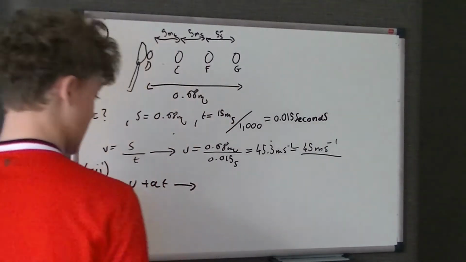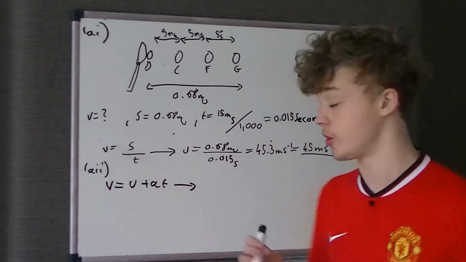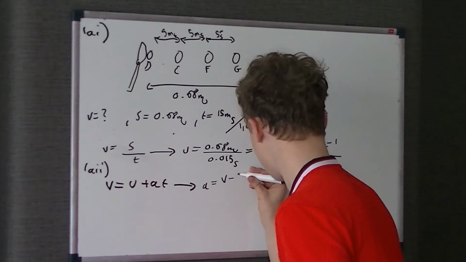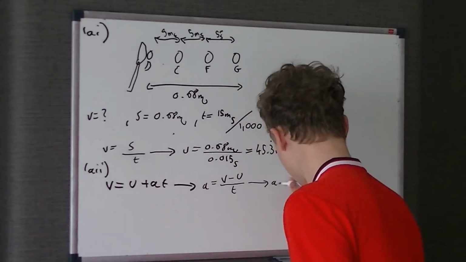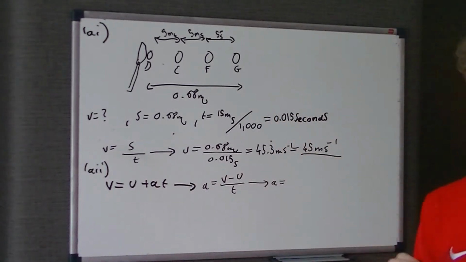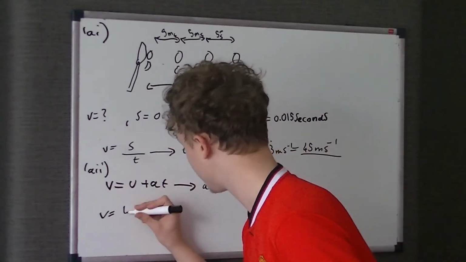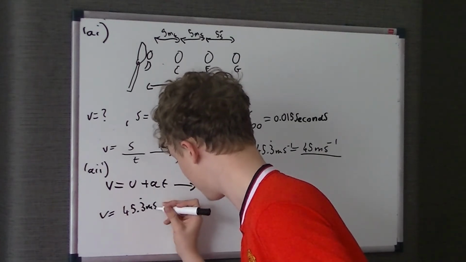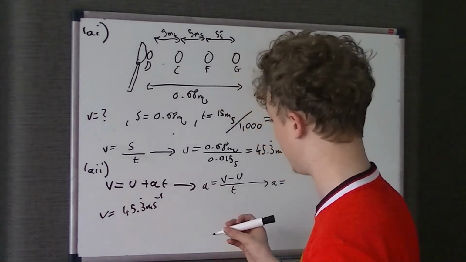We rearrange that to get our acceleration formula, which we should know, which is A equals V take U over T. And A is equal, well, that's the end velocity. You do need to note down your values, so I'll put this down here. V equals 45.3 recurring meters per second as we rounded it down, but for accuracy in this one we leave it to what we got before.